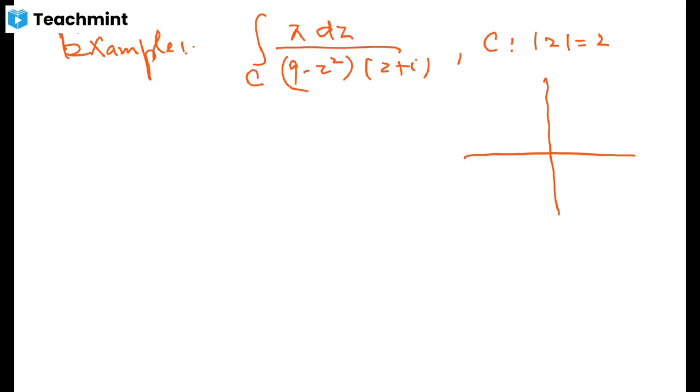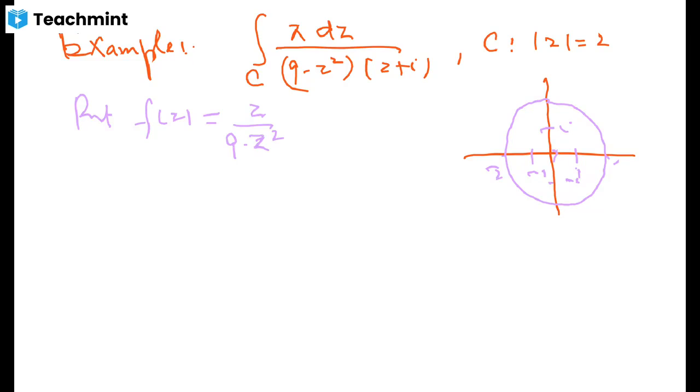You have this contour C. It is a circle of radius 2 with center 0. So you have here 1, -1, -2, 2, i, and -i. So here, if you put f(z) equal to z upon 9 minus z square, look at this function.